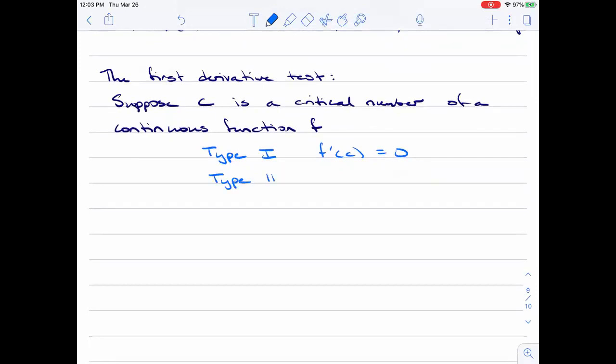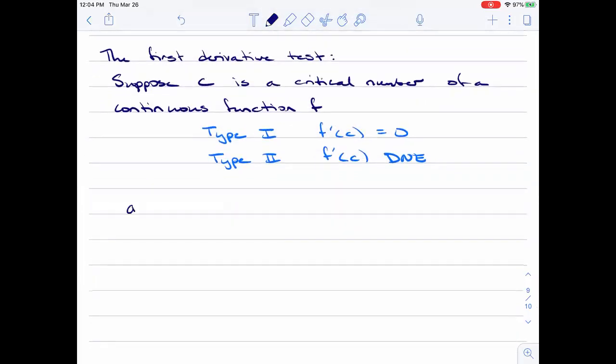And we've got a type 2 critical number if f prime of c does not exist, right? So we've got two different ways that we could have critical numbers: if the derivative is 0 or if the derivative does not exist.